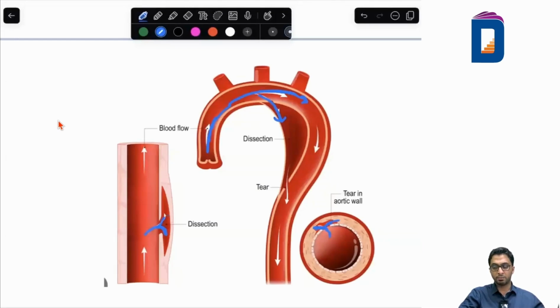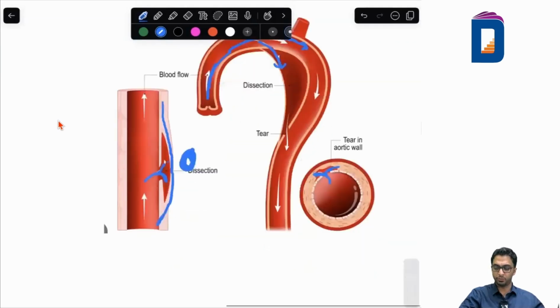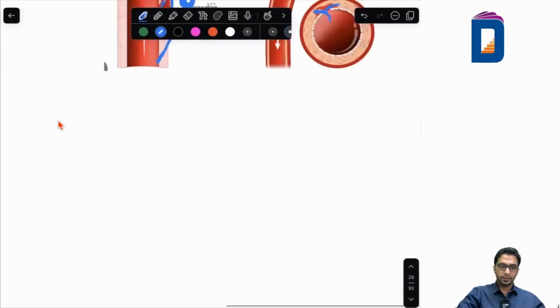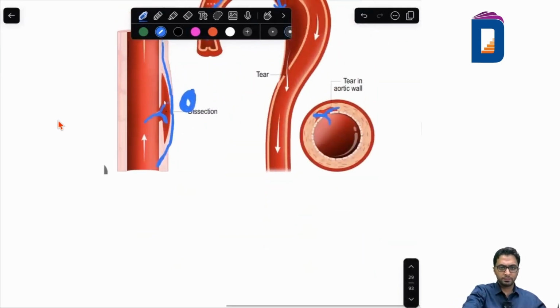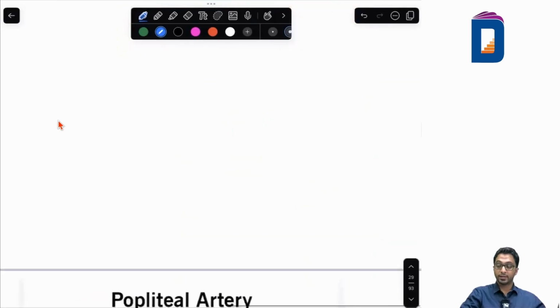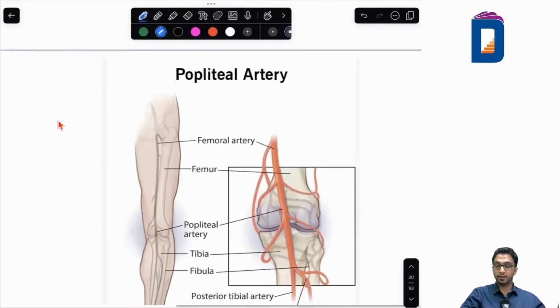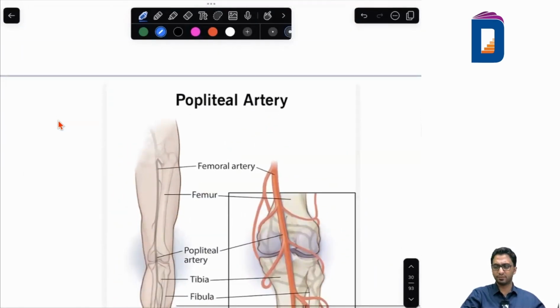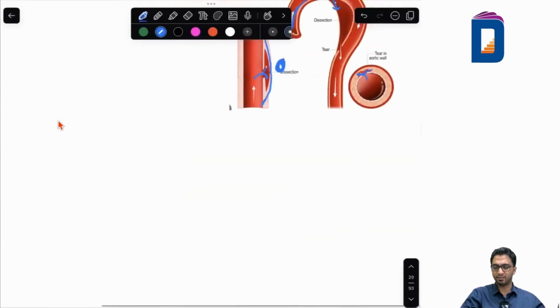Now, please note there's a condition where you will get the blood here, where your outer wall is also broken. Your outer layer, the adventitia, is also broken, which is different. We'll come to that. Okay, anything I'm missing out for you? No. Okay, so we said popliteal artery is one of the causes of, we'll come to that.